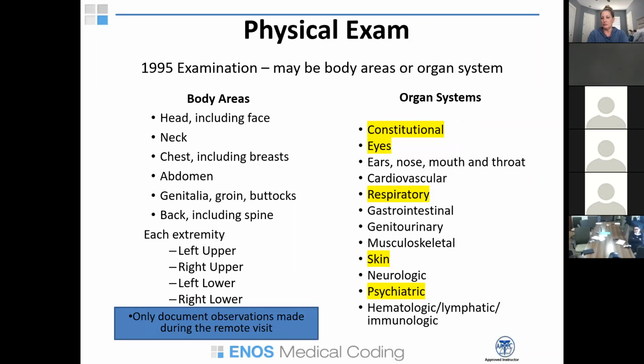You can see their eyes. You might be able to tell them to take a deep breath and hear them breathing. You might be able to look at their skin. You might be able to conduct some elements of a psychiatric exam through interviewing of the patient. So only document the physical exam elements that you can personally observe during this remote audio and video visit.